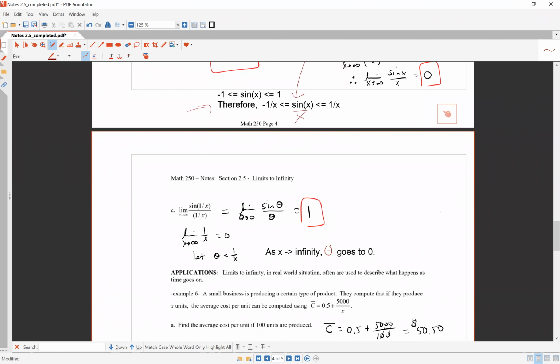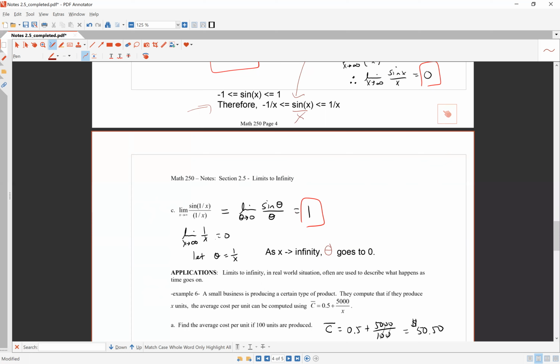Here's another one. Remember the last time we learned that the limit of sine of theta over theta as theta goes to 0 is 1. So what about the limit of sine of 1 over x, where the denominator is 1 over x? Well, just let theta equal 1 over x. As x goes to infinity, theta goes to 0. You're going to see this at some point in the course, and I can't remember if it's mostly Calc 1 or Calc 2.